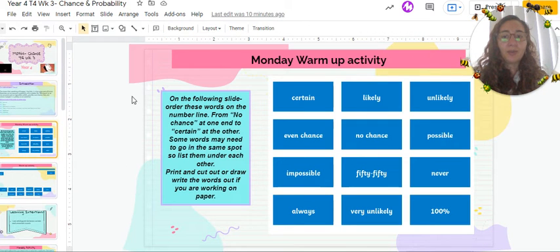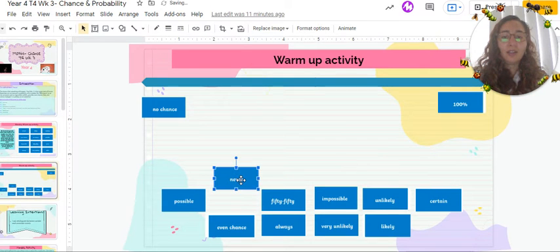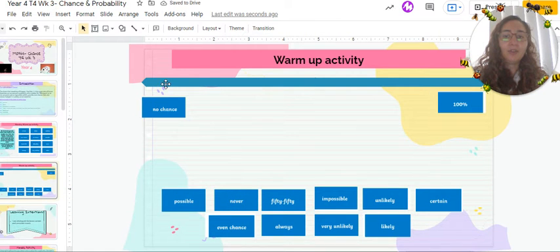So Monday, we've got a warm-up. On the following slides, you're going to order the words from the no chance number line to certain. Some of the words may need to go in the same spot, and you'll put them under each other. You can either print it out and cut it out, or you can just drag the words wherever they're needed on the number line. No chance of something happening is 0%, up to 100%, and you need to decide what words would go along that number line. Remember to think of the even spaces.